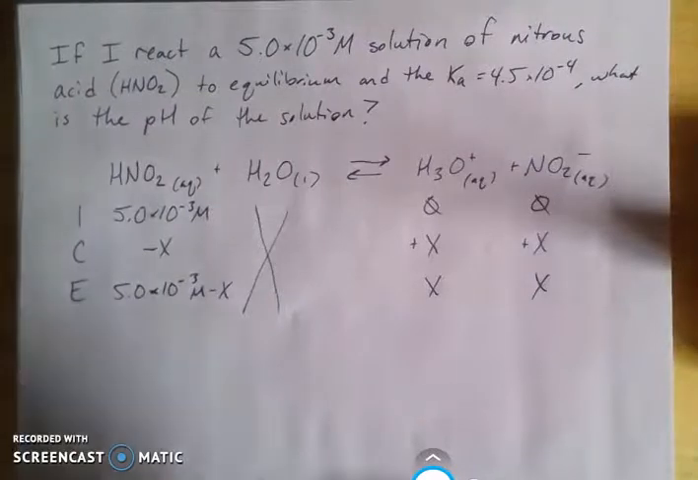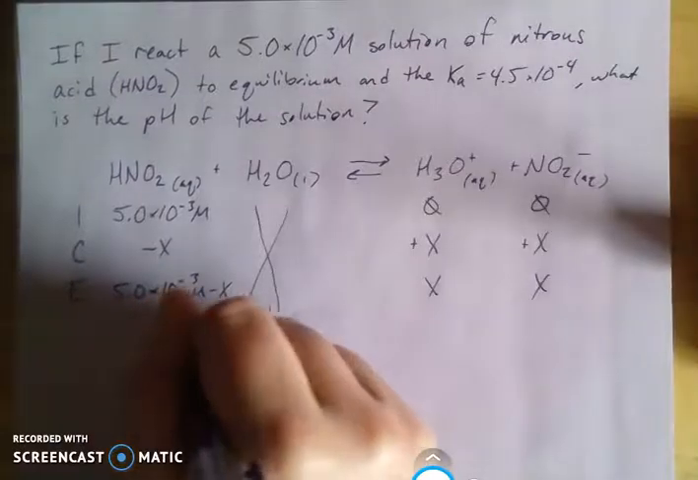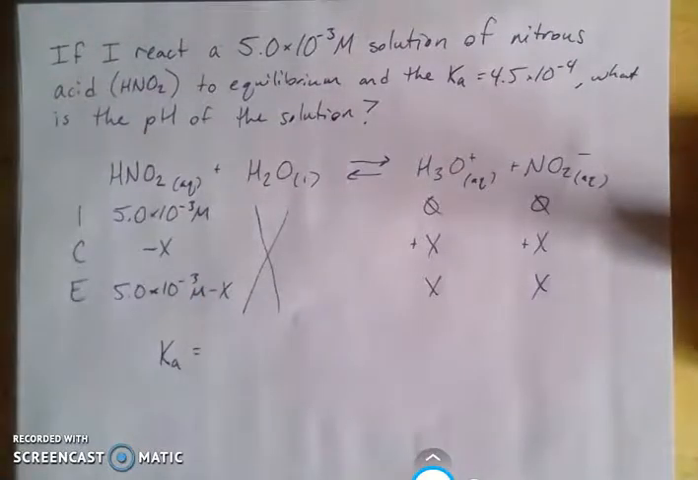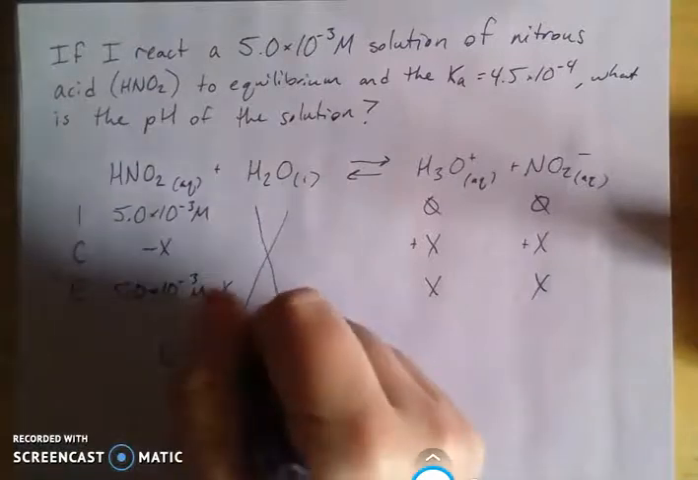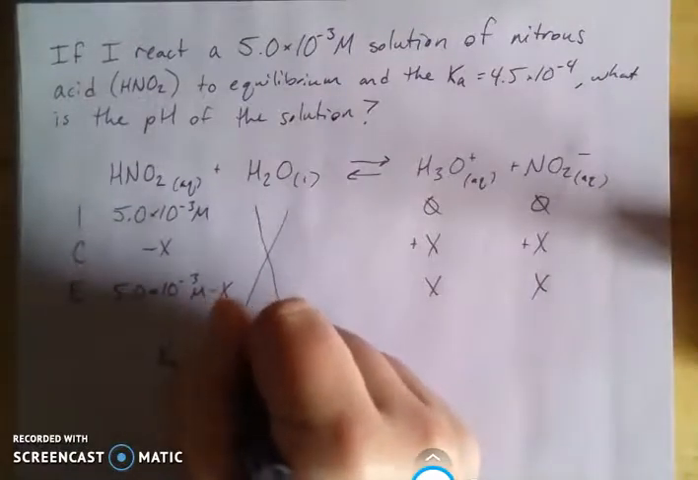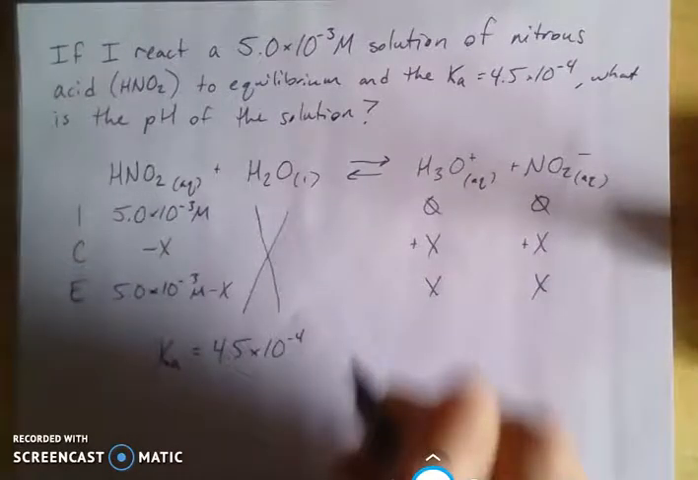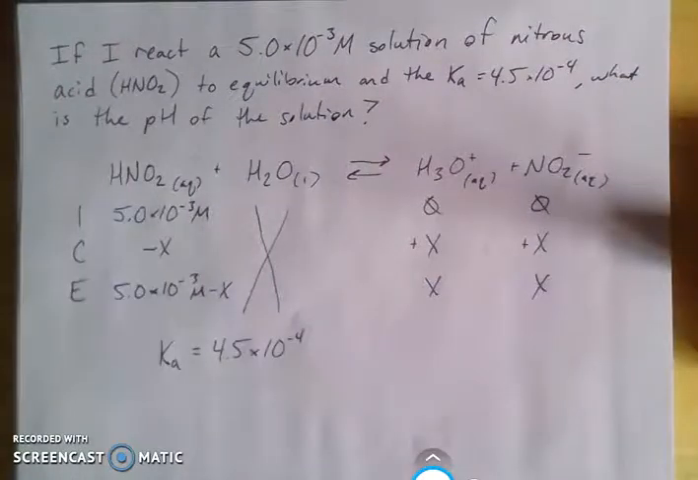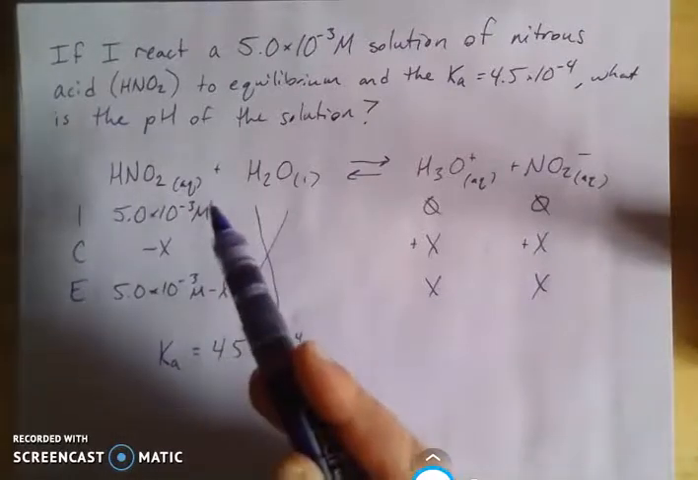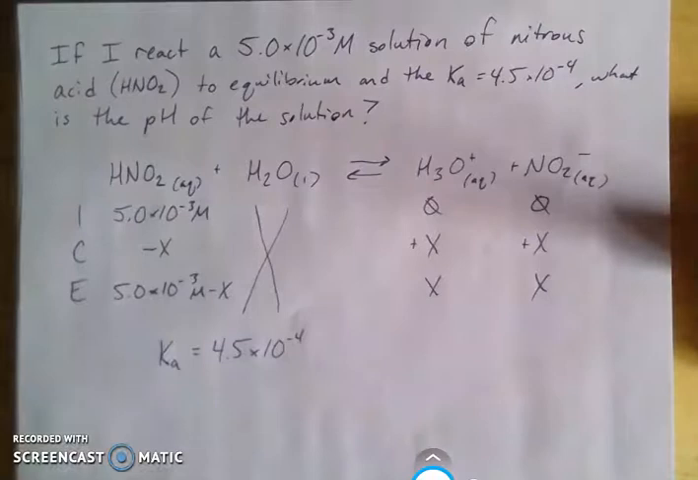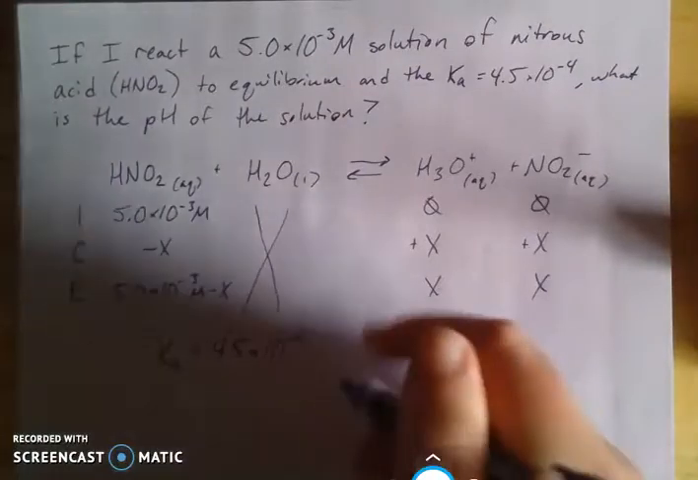So now, if we set up our expression for Ka, remember that's the concentration of my products over the concentration of my reactants, then my Ka value is 4.5 times 10 to the negative fourth. So if we think about this value, what does that tell us about this equilibrium? Well, it's smaller than 1, so that means that my denominator is larger than my numerator, which means my concentration of my acid is greater. So again, that means that I have a weaker acid because it's not completely dissociating.